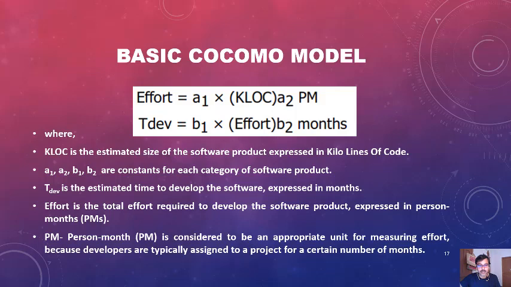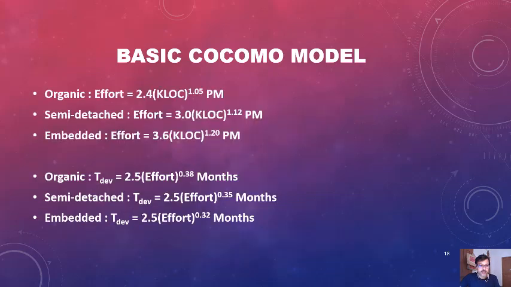So here are the A1, A2, B1, B2 values for different types of projects. In case of organic, the effort is equal to 0.4 into KLOC to the power 1.05 person months. In semi-detached, effort is equal to 3.0 into KLOC to the power 1.12 person months. Embedded, effort is equal to 3.6 KLOC to the power 1.20 person months. So there are three different values for the three different categories: organic, semi-detached and embedded.